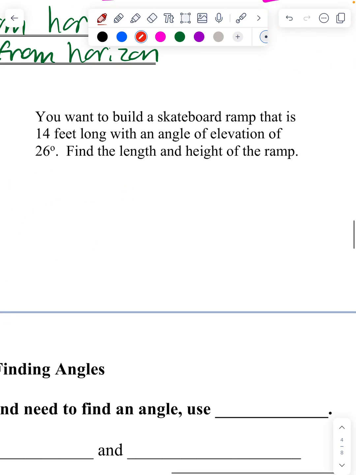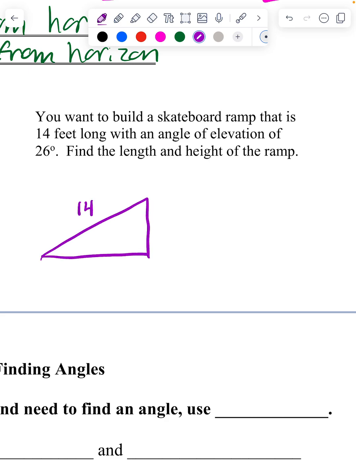Grand finale. You want to build a skateboard ramp. Okay, here's a ramp. It's 14 feet long. Well, here's the ramp, so that's going to be the 14 feet. Angle of elevation, so that's up from the horizon, and that's 26. Find the length and the height. Okay, well, here's the length, and then here's the height. Well, this would be the opposite side, and this is the hypotenuse. So this bottom one has to be the adjacent.